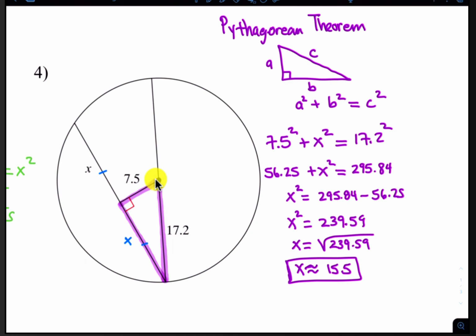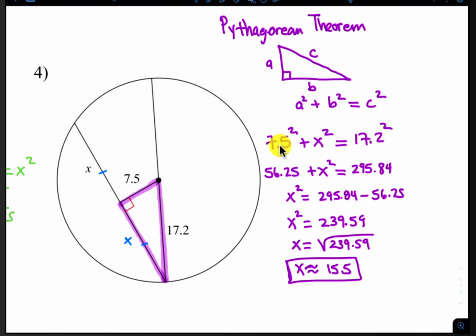Now we can isolate this triangle. It happens to be a right triangle because we have the 90-degree angle again. Therefore, we can use the Pythagorean theorem. Pythagorean theorem says that A squared plus B squared is equal to C squared. A is 7.5, B is X, and the hypotenuse C is 17.2. Let's substitute these numbers into the Pythagorean theorem. So 7.5 squared plus X squared is equal to 17.2 squared.